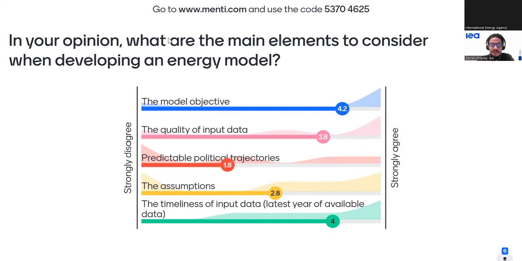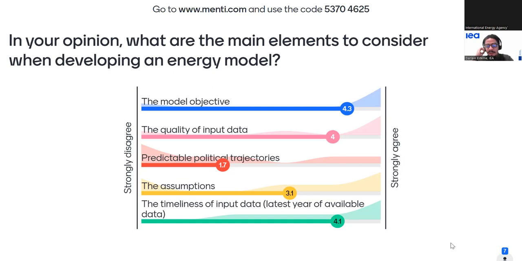So I see that I already have six answers. Right now the model objective and the timeliness of input data are considered the most important elements, but the quality of input data is ranked third, and then we have assumptions and predictable political trajectories. There is no right or wrong answer here, because all of these are important, but clearly some of them are more important when developing an energy model. The rankings that you gave are more or less representative of what we think at the IEA, but probably the quality of input data and the model objectives are the most important ones.